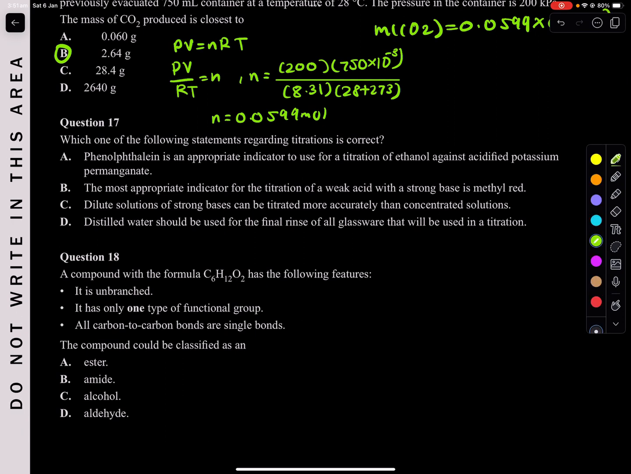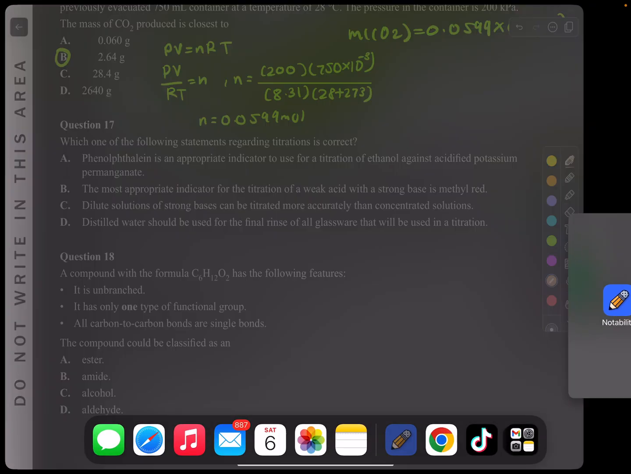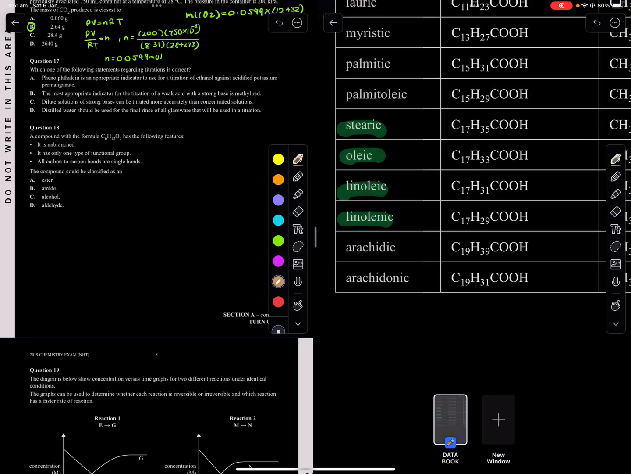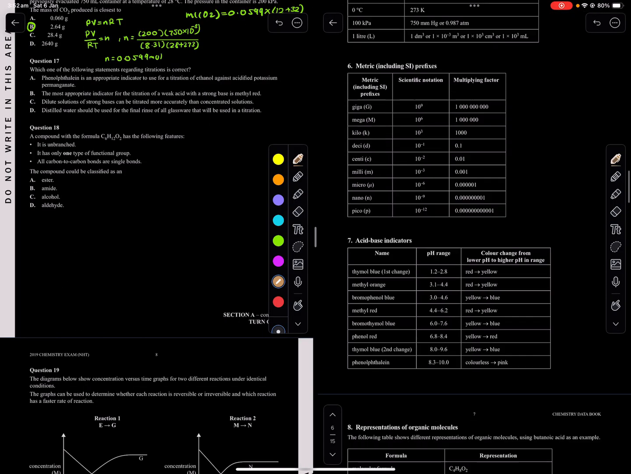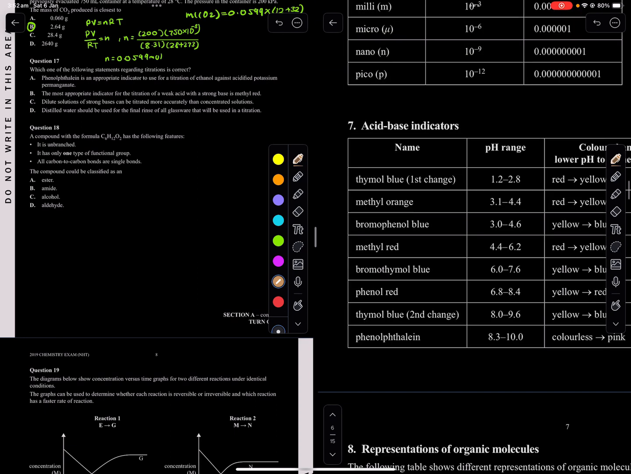Okay. Let's look at this. Let's use a different color. Phenolphthalein is an appropriate indicator to use for a titration of ethanol against acidified potassium permanganate. Okay, let's have a look at this. Phenolphthalein, we need to double check if the pH range is perfect. So for example, if you just go into your acid-base titrant, that's phenolphthalein, this one over here.